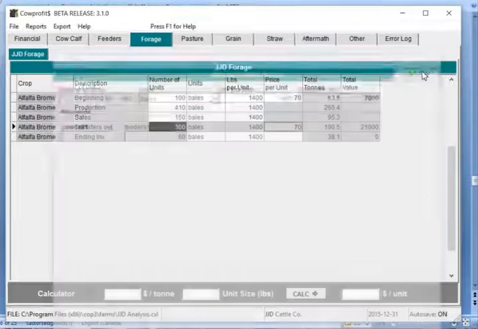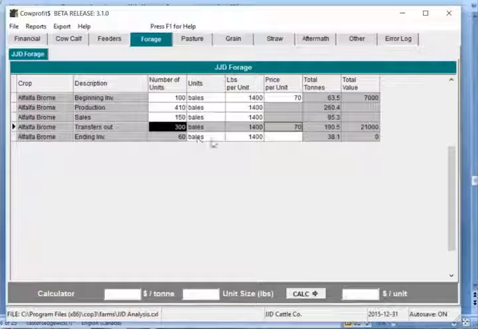So we're done with that. And now the only thing we have to look at now is the ending inventory. There should be 60 left if we've done our numbers right. And our information tells us, yes, there's 60 left. They're at 1,400 pounds, and we do need to remember to price them because they might have deteriorated over the year, but in this case, we're going to leave them at the same price. So 70. So that then is the forage grid.